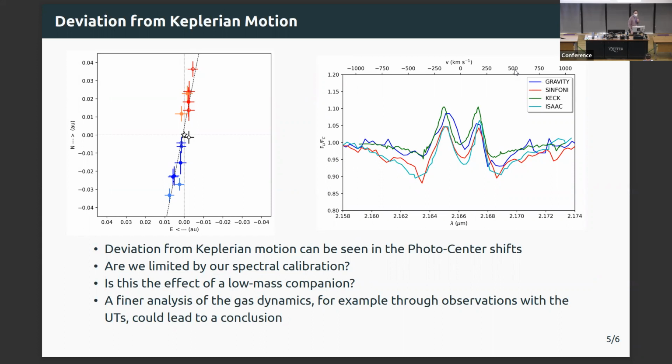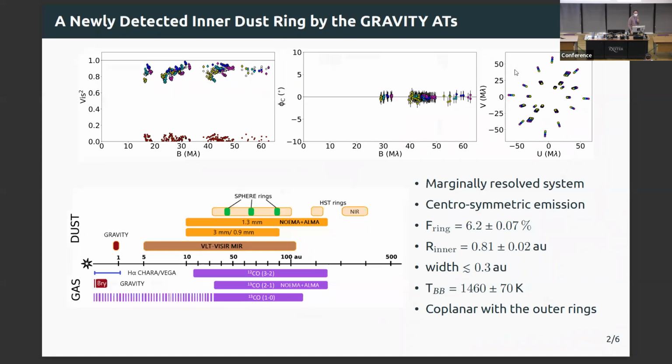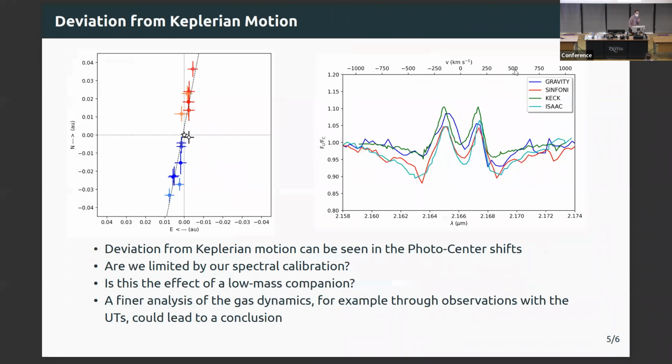Of course, with the UTs, we would have a better UV plane coverage, and we would have more data on the squared visibility, so the error bars on the parameters would decrease. But the main point would be to look if the deviation from Keplerian motion is still present or not. So the UTs would help in that sense. Okay, great. Thank you.